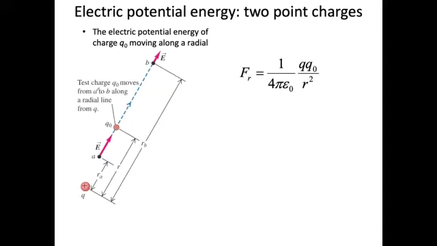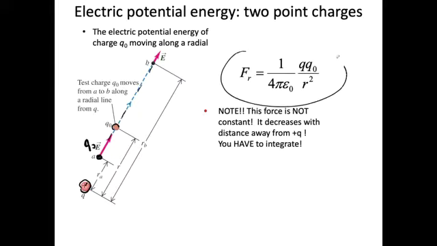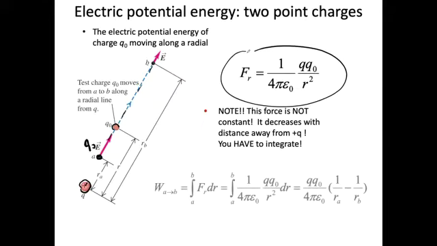We can calculate what would be the work done. You have a point charge Q here, and you have a test charge particle Q0 moving from position A to position B along this radial direction. You can use Coulomb's law. So we start from Coulomb's law. What will be the work done by the electric force? We need to do an integration of the electric force, and the electric force, from Coulomb's law, goes as 1 over r squared.